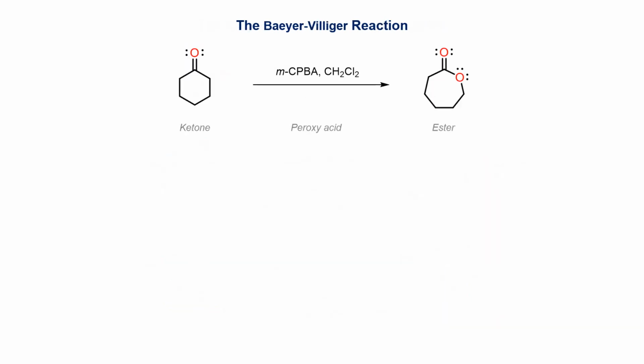The Baeyer Villiger oxidation is a very mild and convenient method for converting ketones into esters through transfer of oxygen from a peroxy acid.